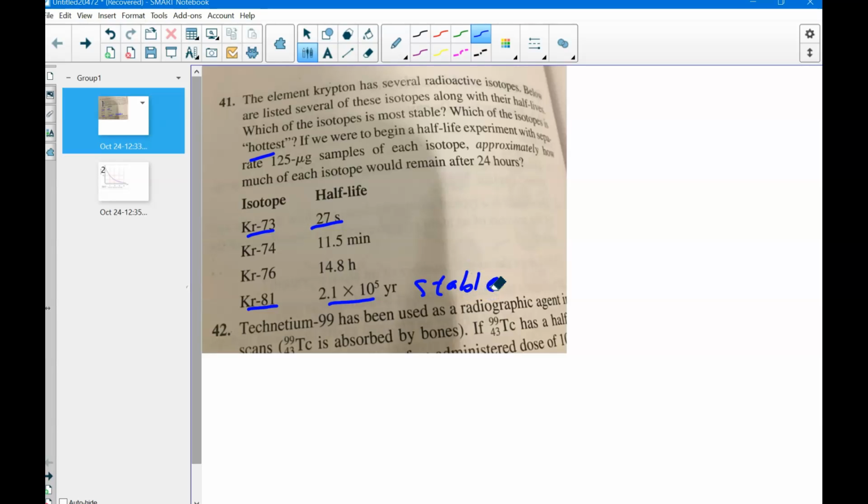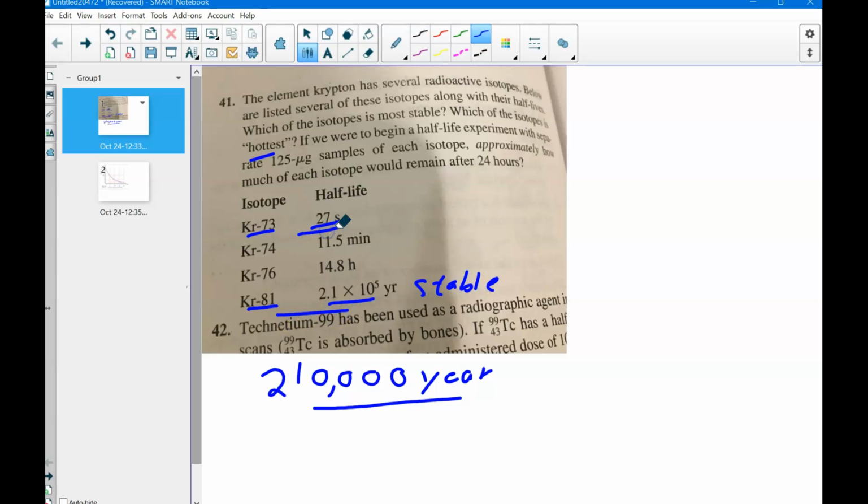Its half-life looks like this: 1, 2, 3, 4, 5. So it's going to decay in half every 210,000 years. So basically, it's not doing anything. It's like watching grass grow or paint dry. So that's the most stable one right here.